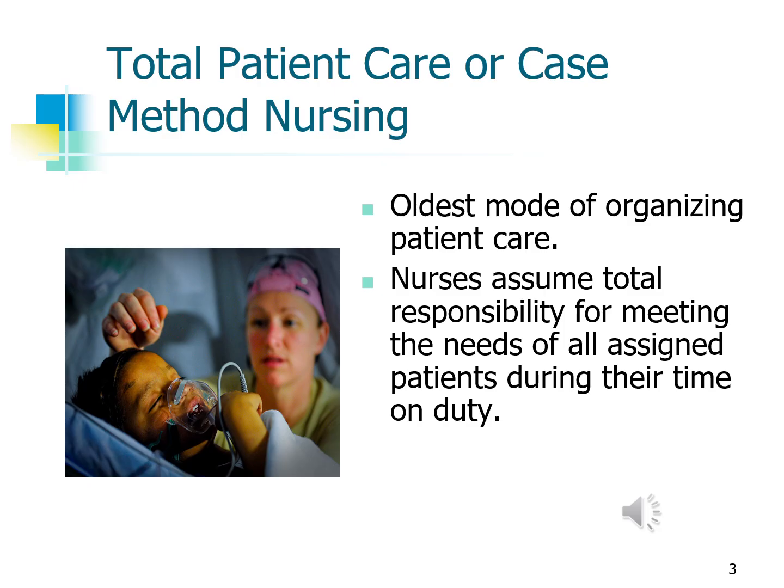Total patient care. This is the oldest model of organizing patient care. In this model, nurses assume total responsibility for meeting the needs of all assigned patients during their time on duty. The greatest disadvantage occurs when the nurses are inadequately prepared or inexperienced to provide total patient care. Even though we might say that students provide total patient care, they may lack skills and expertise for total patient care. This is not used much in today's organization, although some may use it in a modified manner.